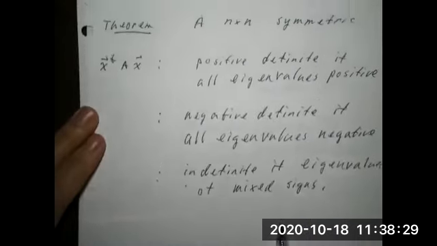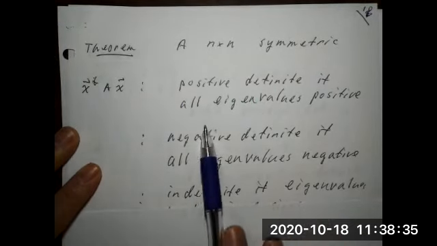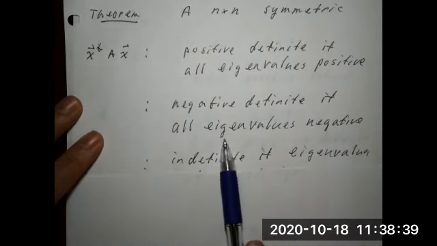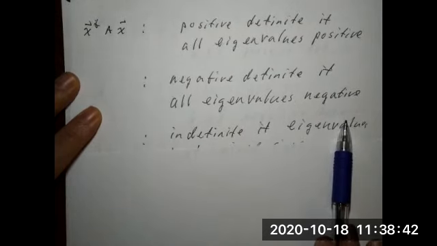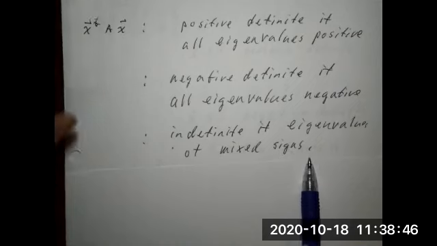So to summarize all these results, let's assume the matrix A is symmetric. The quadratic form X transpose AX is positive definite if all the eigenvalues are positive. It's negative definite if all the eigenvalues are negative. It is indefinite if the eigenvalues are of mixed sign.